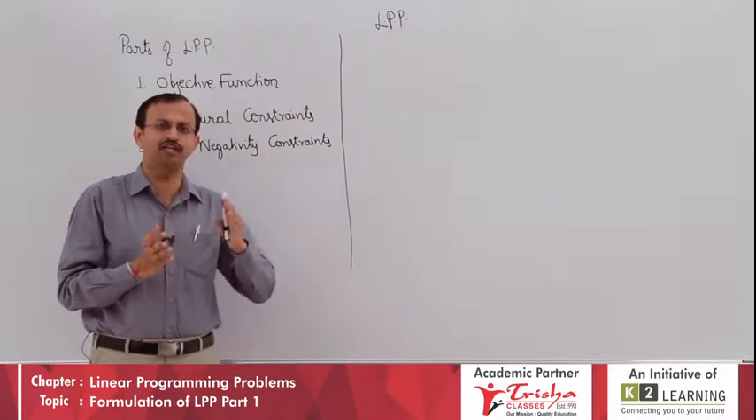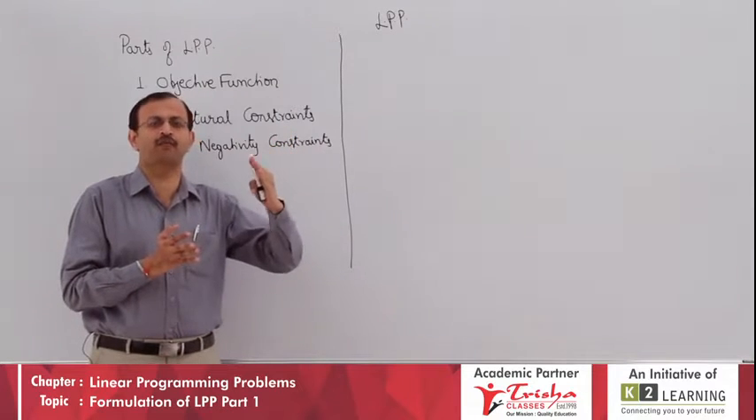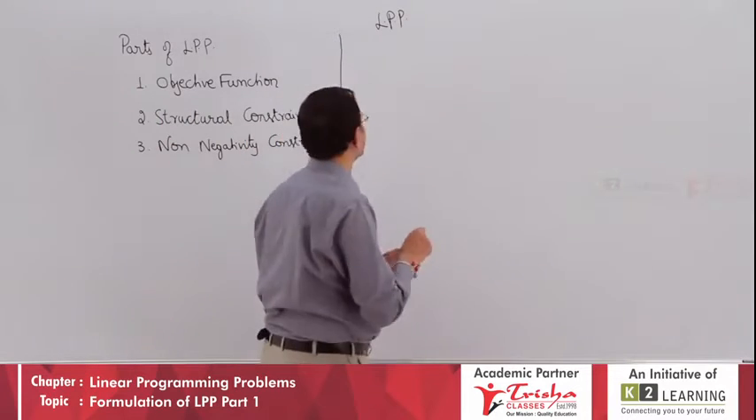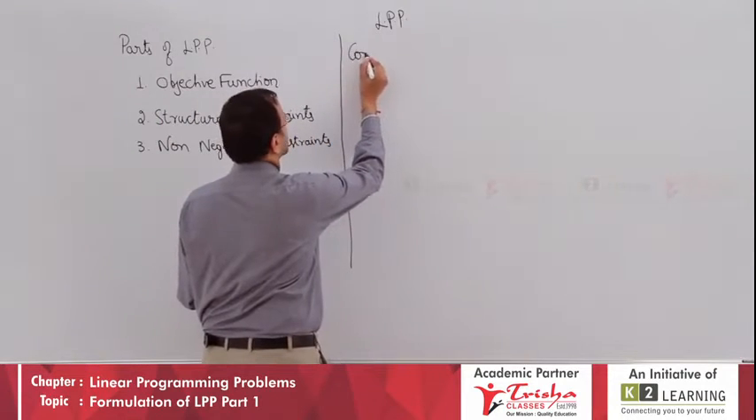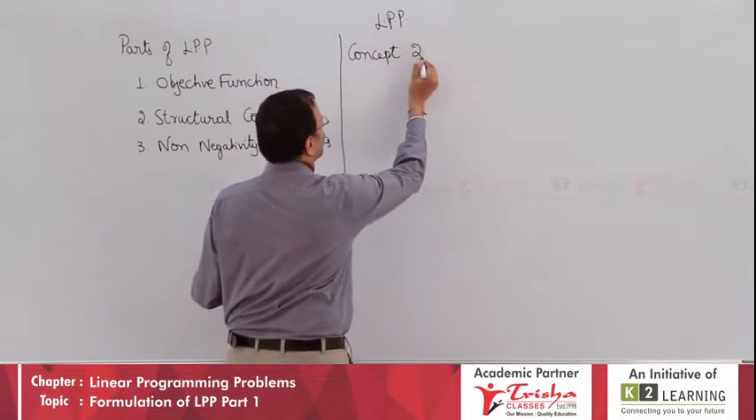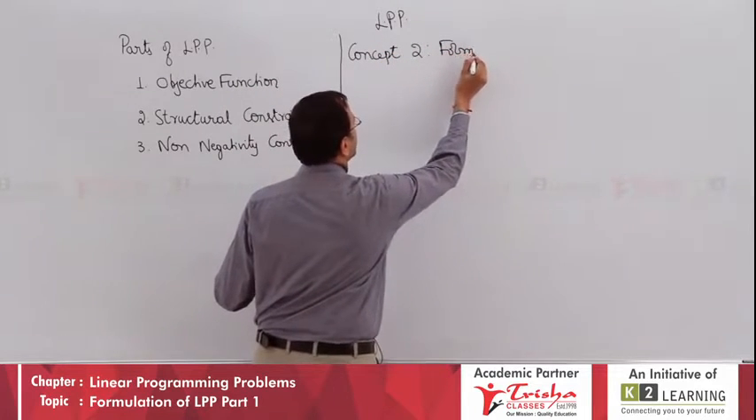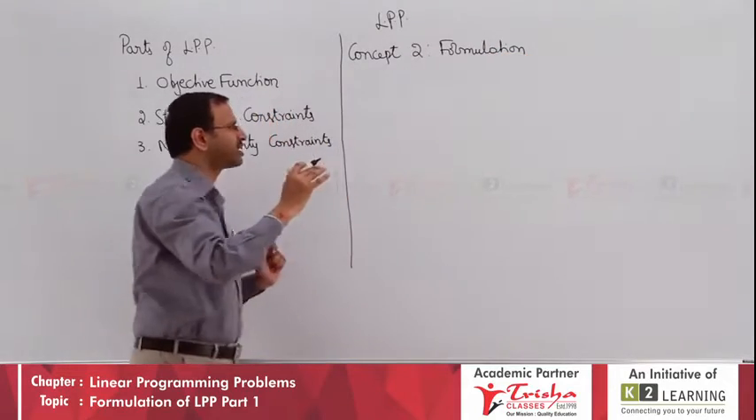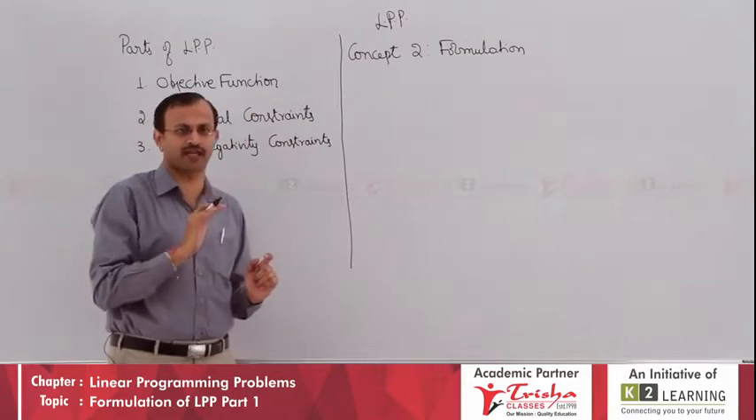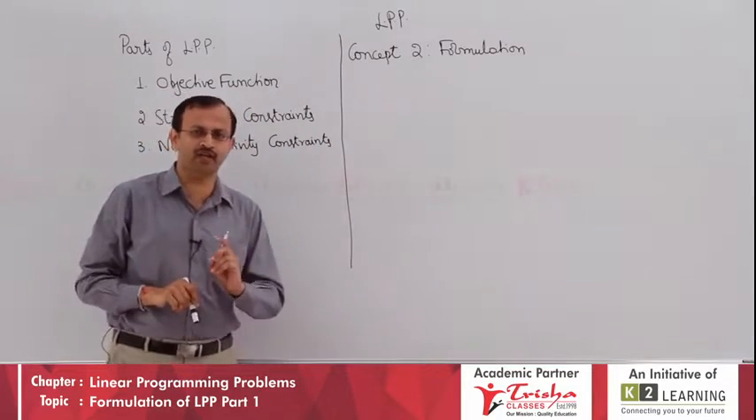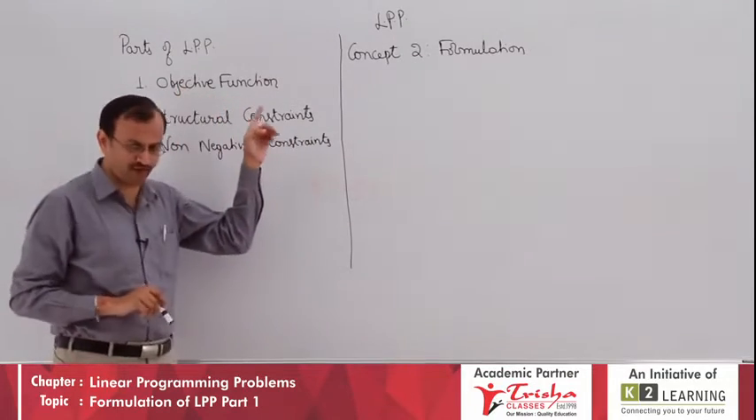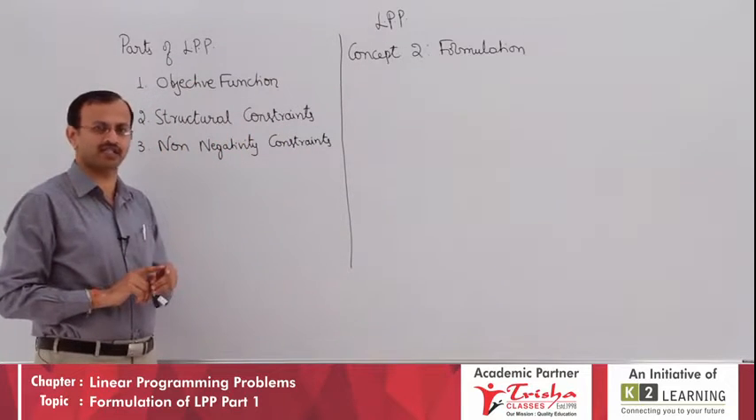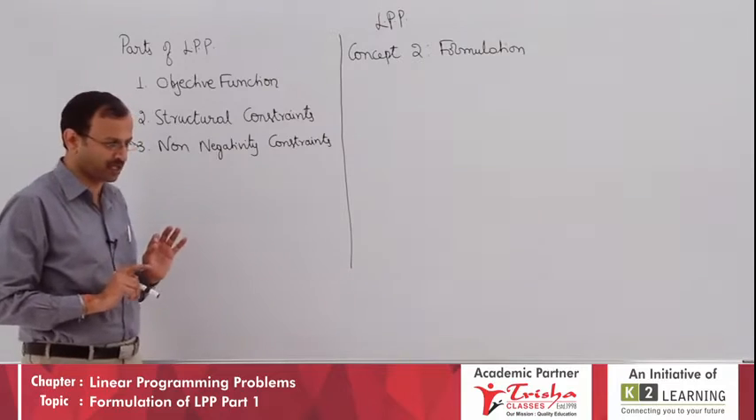So this is all what you learned, you call it as concept 1, background about LPP. Concept 2 is about formulating LPP. Students, how do you formulate LPP? How do you write the given details into a mathematical format? For that LPP, I have already told there are three parts. Part 1, objective function. Part 2, structural constraints. Part 3, non-negativity constraint. Considering this, you have to formulate an LPP.